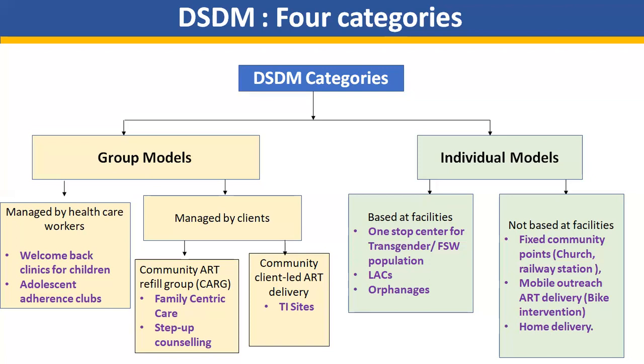Managed by the clients are the community ART refill groups, the community client-led ART deliveries, and the individual models. Usually they are the orphanages, the LACs, the FSW population. These are based at the facilities, and the fixed community points like the churches, the mobile outreach bike intervention, which has been tried at Nagaland, and the home delivery systems. So the individual models are catering to individual patients, and the group models, either by the community or by the healthcare, are catering to groups of people.